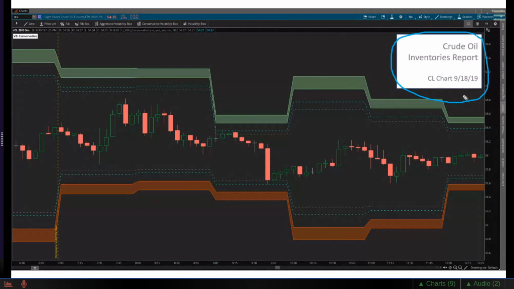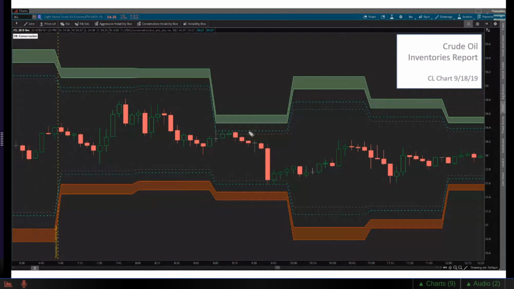But let's take a look at the crude oil report. I can also show you this chart in real time if we have some time at the end, just the real charts in my platform. But by 4 a.m., we knew to expect that this crude oil report was going to be more volatile.